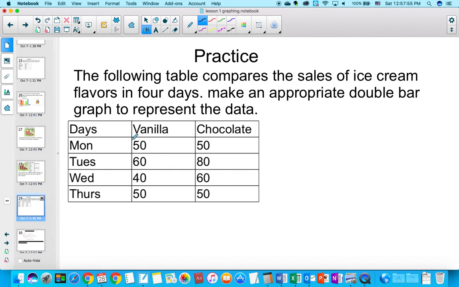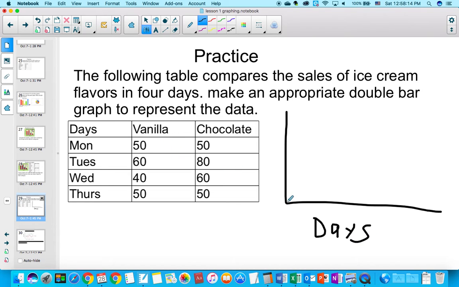So make a double bar graph on this one. This compares the sale of ice cream flavors in 4 days. Make a double bar graph to represent that data. Again, you can create this, right? And you can have days, right? You're gonna have days, and then you're gonna have M, T, W, and then TH, for Monday, Tuesday, Wednesday, Thursday. Please make your graphs better than mine, but yeah. Then you have vanilla and chocolate. Well, I'm gonna go up by, let's say, tens, right? I'm gonna go up by tens.